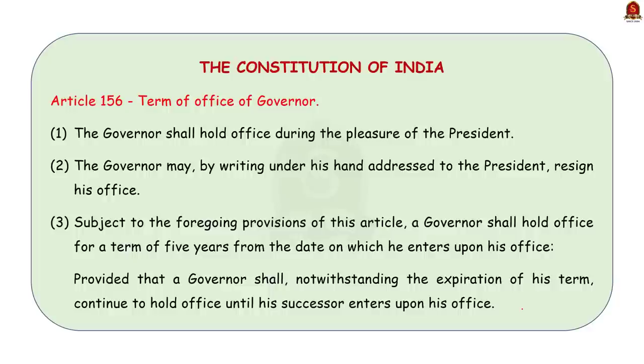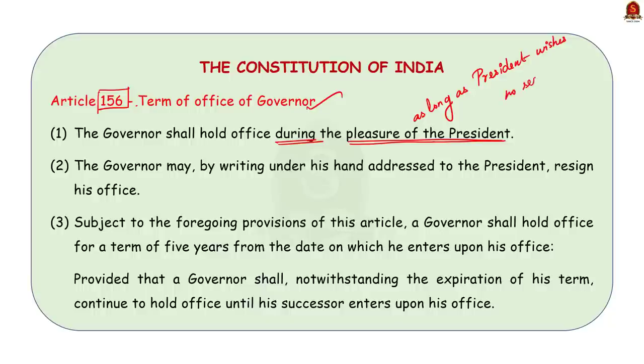Now, moving on to the term of office. The term of office of governor is provided under Article 156. Clause 1 of Article 156 says that the governor shall hold office during the pleasure of the president. This means that the governor will continue to serve as long as the president wishes. So, from this we can say that the governor has no security of tenure and no fixed term of office. And this is Clause 1. Now, coming to Clause 2. It talks about the resignation of the governor. This clause provides that the governor may resign from his or her office by writing under his hand. And this resignation letter has to be addressed to the president.